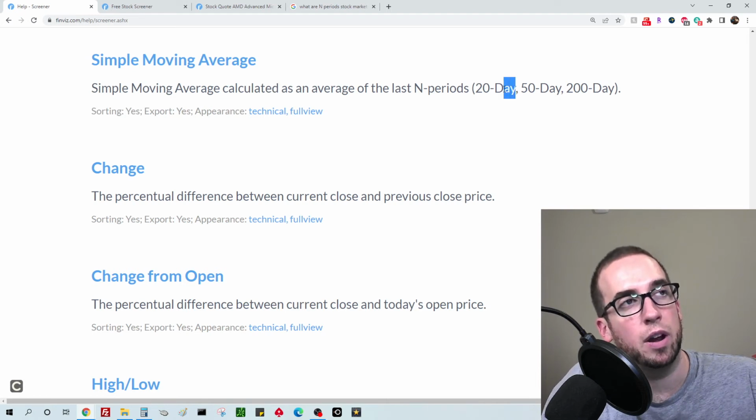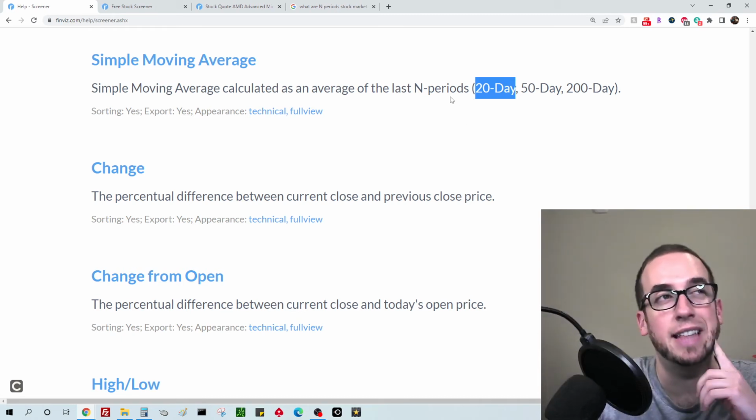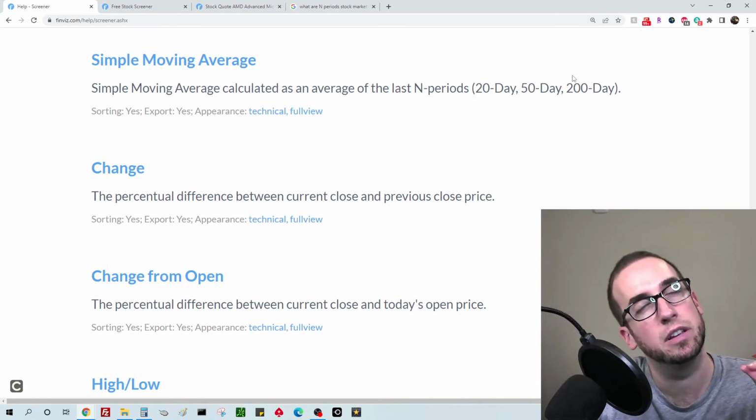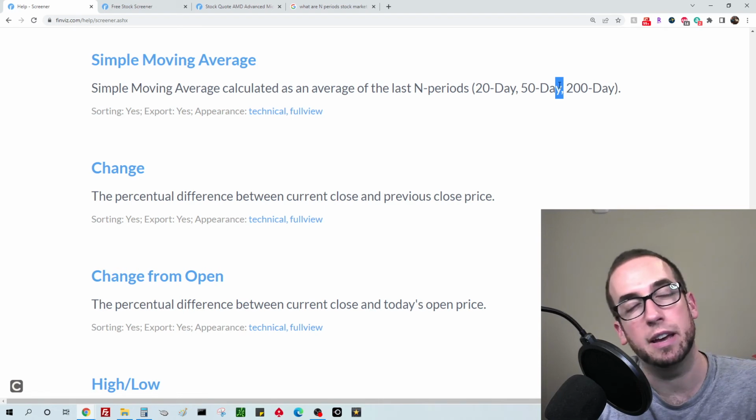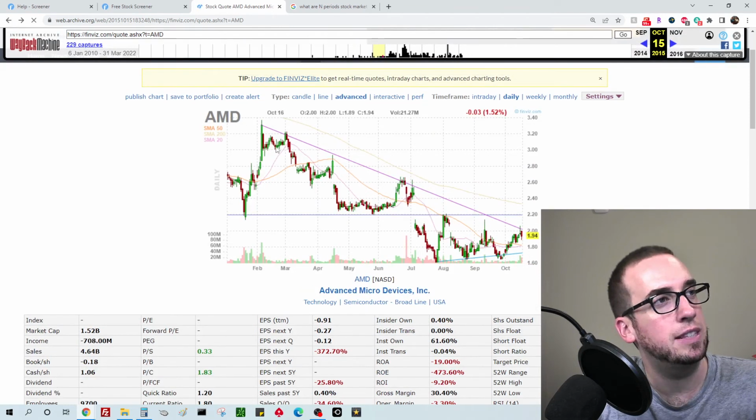So from what I know, looking at 20, 50, and 200 day, it's basically the average of the last 20 days as the 20-day moving period. So let's go back to here. Let's hit the back button. So here we can see the 20 SMA is this purple line going down. So this is the average price of the last 20 days, and you can kind of see it follows suit.